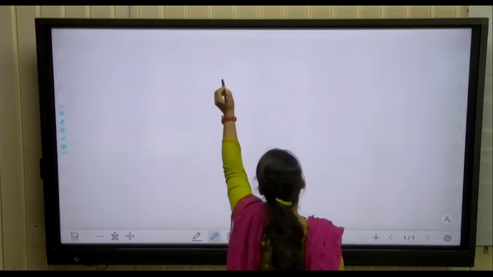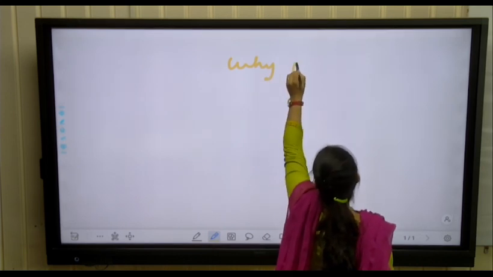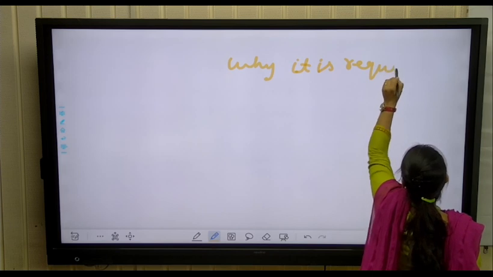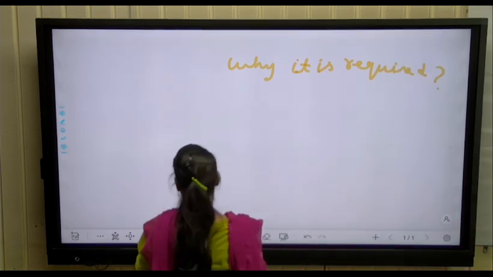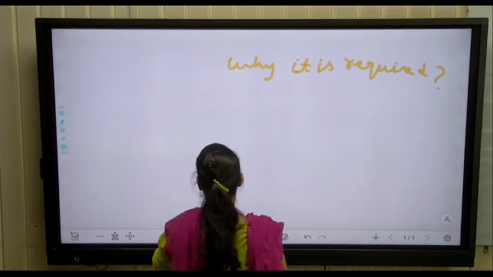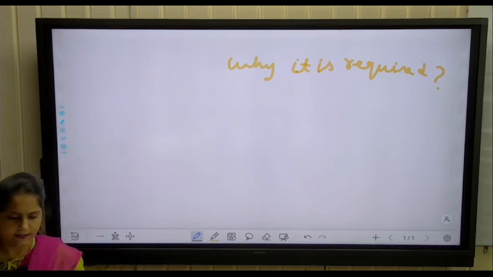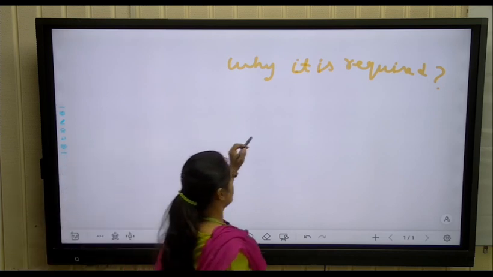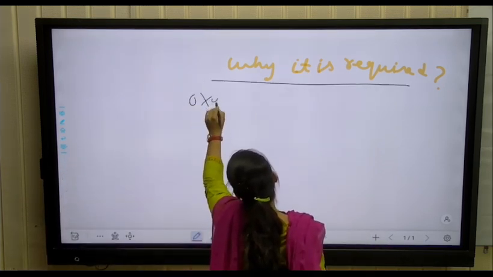So the next question is, why is it required? What is the need of photosynthesis? Why is it needed? Why is it required? So first thing, photosynthesis produces oxygen.